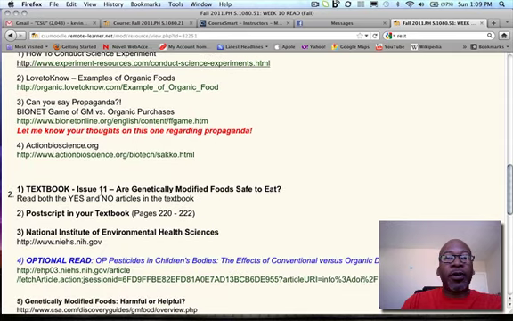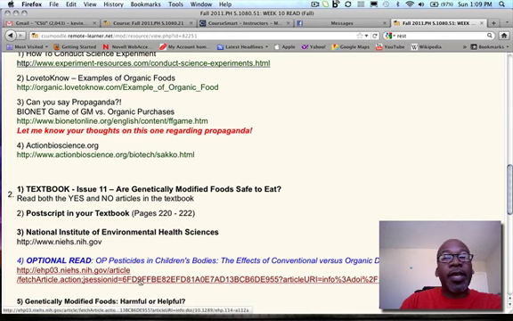In the textbook, you're going to go to issue 11, Are Genetically Modified Foods Safe to Eat? You're going to read the yes and no. You're going to read the postscripts. And then last but not least, here's another website as a resource for you to check out if you want to find out more information. You cannot use this for your SEEK. It's for you to see if you can get some more information.